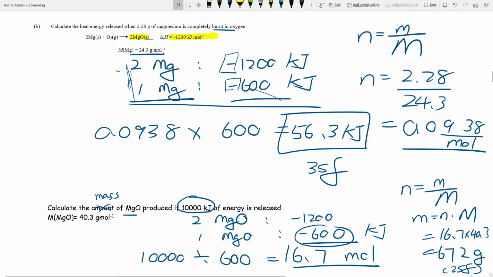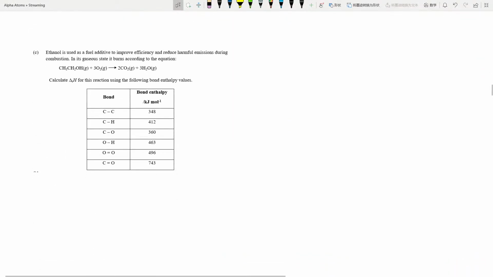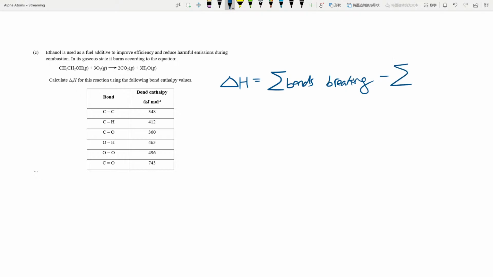Okay. Next one. This is the bond enthalpy equation. Whenever you see a table like this, this is a bond enthalpy equation. So you need to straight away just remember the change of enthalpy is the total of bonds breaking minus the total of bonds making.